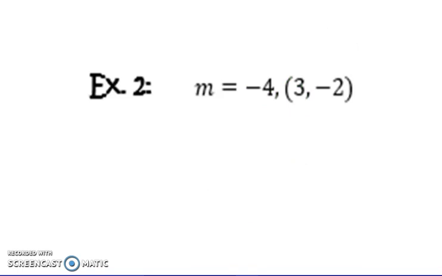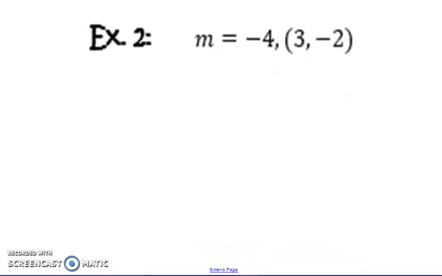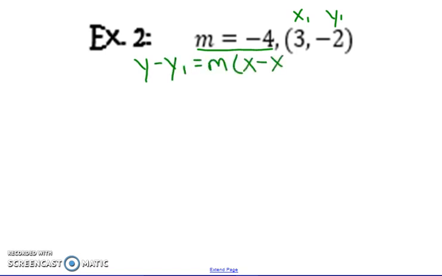If we look at our second example, again, m is given to us, so that's fairly simple. I'm going to call 3 my x1 and -2 my y1. My equation again, y minus y1 equals m, x minus x1.